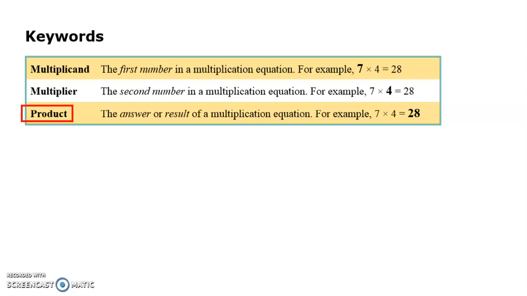The multiplicand is our first number. The multiplier is our second number. Those words are good to know, but not as important as the word product. The word product is the result or answer of a multiplication problem. So 28 is the product of 7 and 4. So we're going to be solving for products today.